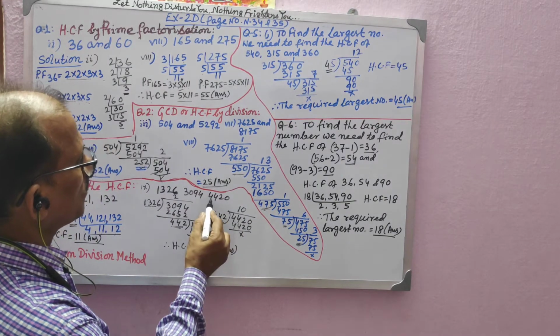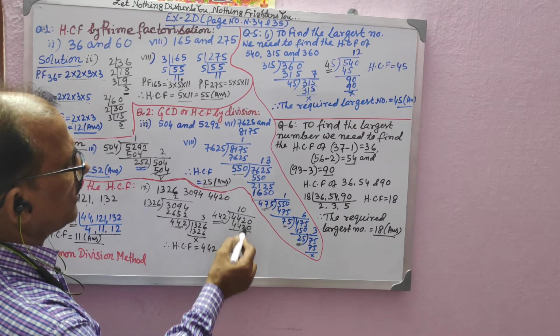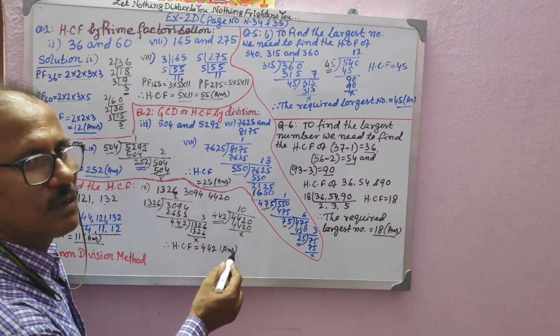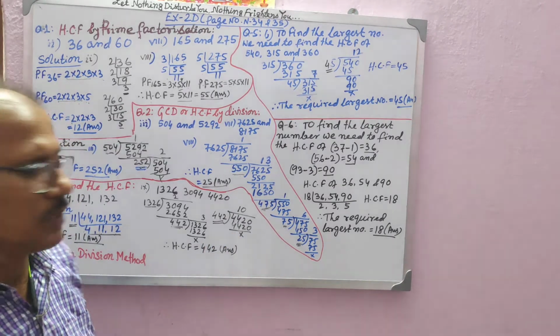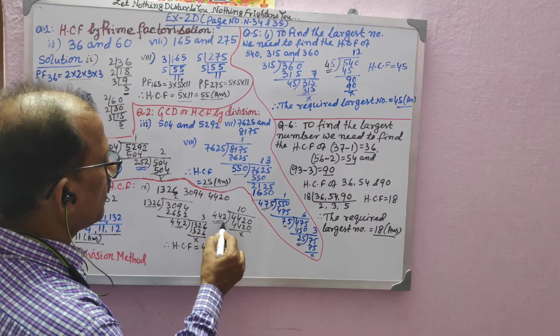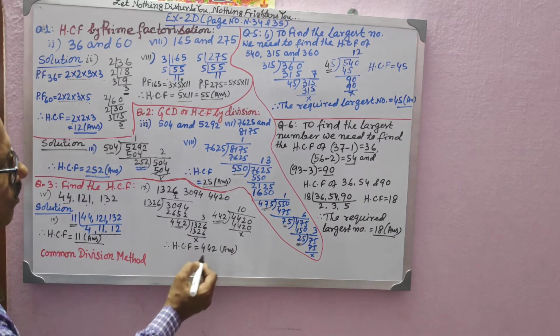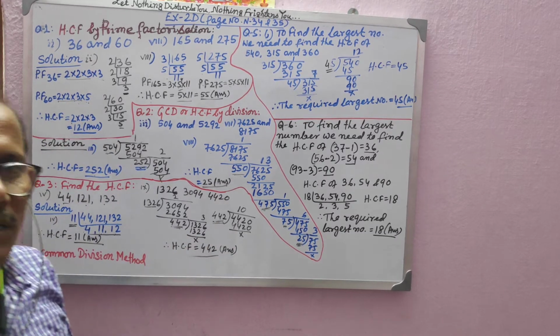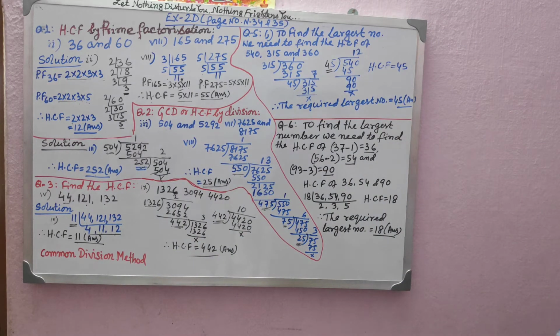So 442, you have taken the third number, 4,420. So 10 times of 442 is 4,420. So what will be the last divisor, which will become the H.C.F? 442. 442 will be the H.C.F. I hope you have understood this. Now I will do one or two word problems also relating to this.